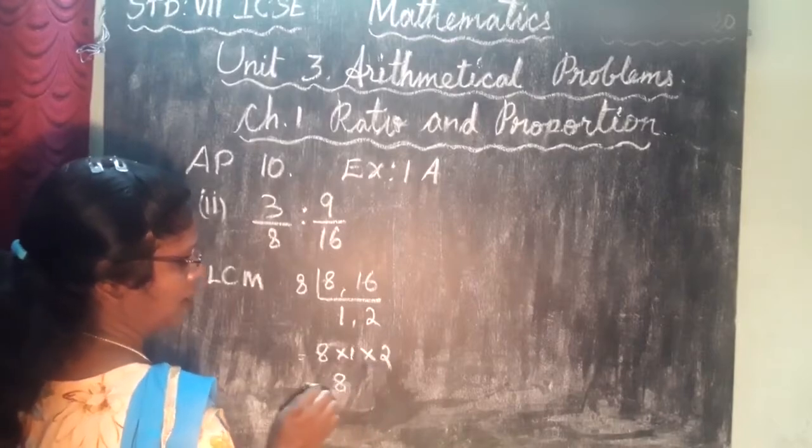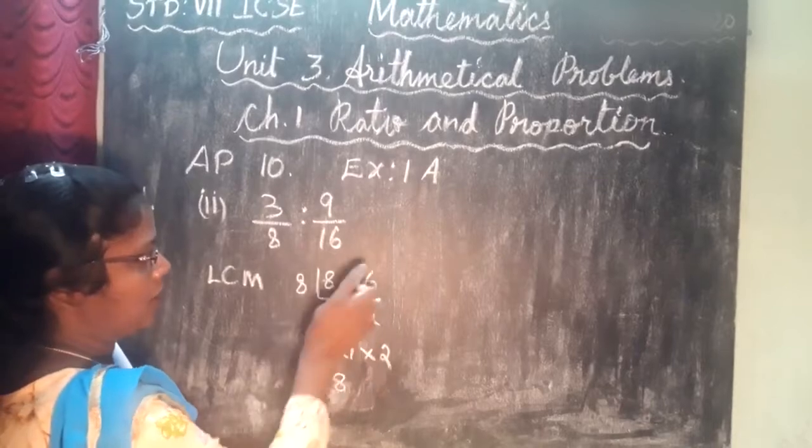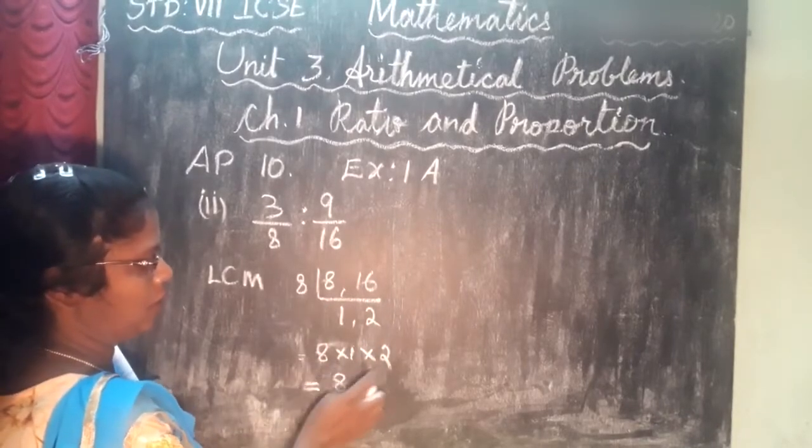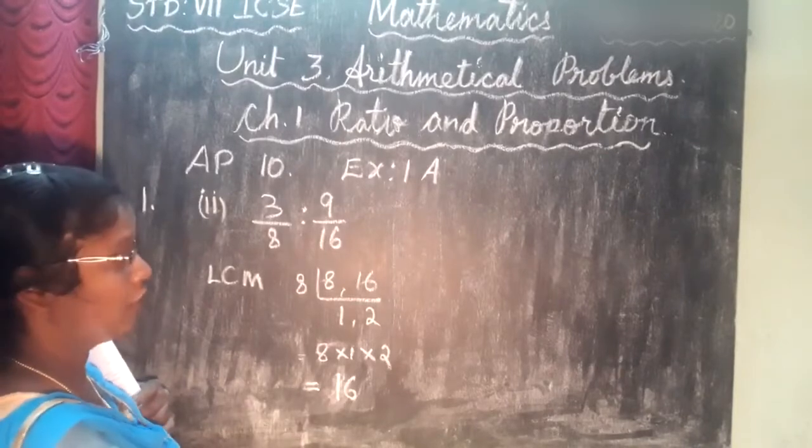8 2s are 16. 8 1s are 8. 8 2s are 16. So 8 1s are 8, and 8 2s are 16 here. Understood, children? How am I finding the LCM?